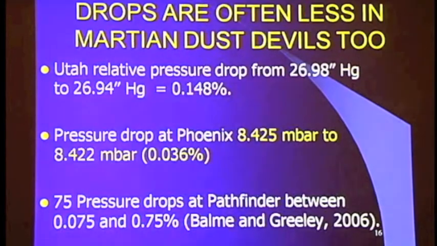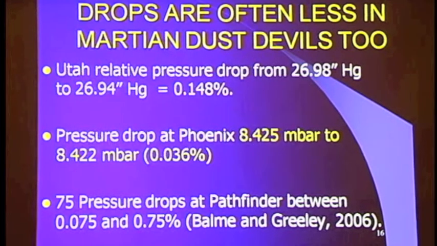Okay, the relative pressure drops are the important issue. For the Utah event, it was 0.148%. For the Phoenix event, it was 0.036%, which is a lot smaller. But there are also 75 drops recorded for Pathfinder between 0.075 and 0.75%. But typically, the relative pressure drops on Mars are a lot lower.